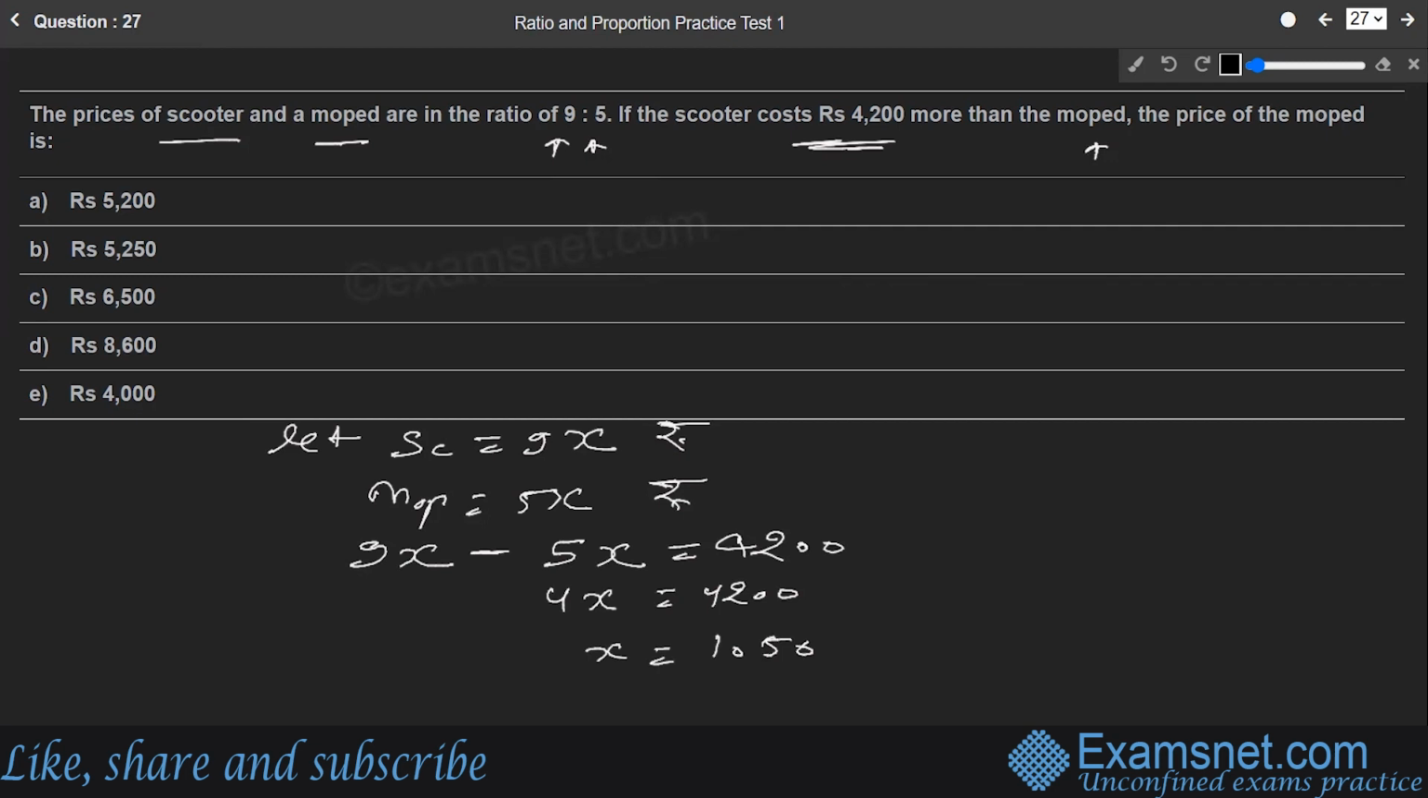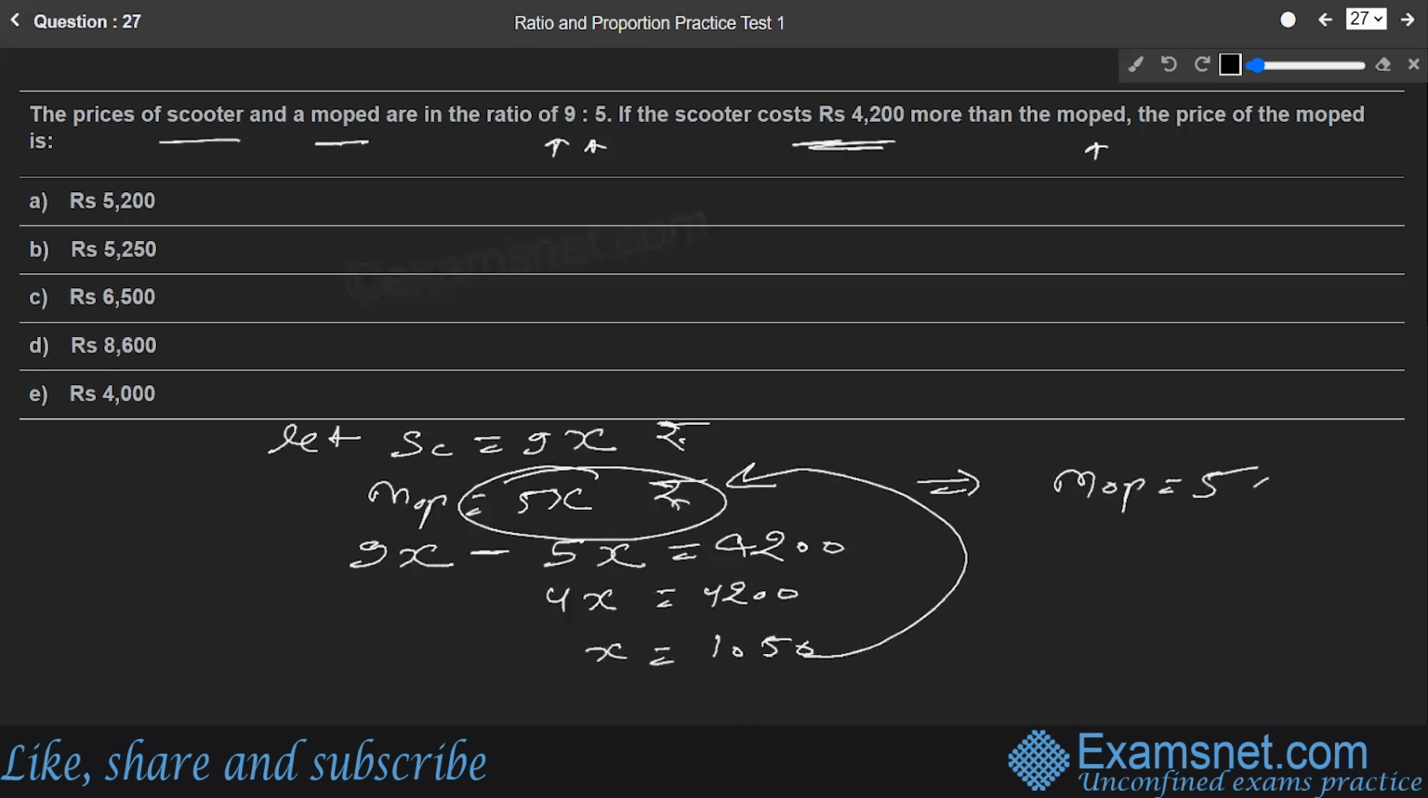Okay, what are we supposed to find out? The price of the moped. So the price of the moped we have to assume to be 5x rupees. So we can put the x value here and find out the moped's price, which is going to be 5 into 1050. That is nothing but 5,250 rupees. So that is the price of the moped, 5,250 rupees, which is available in option number B, and that is the right answer.